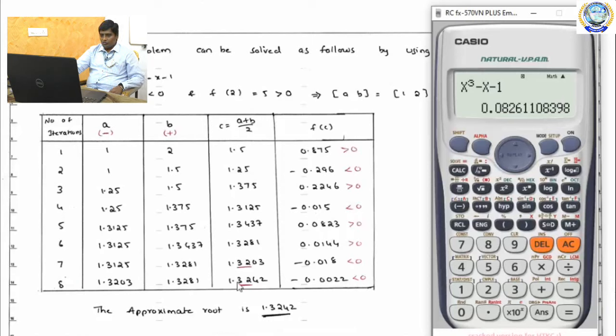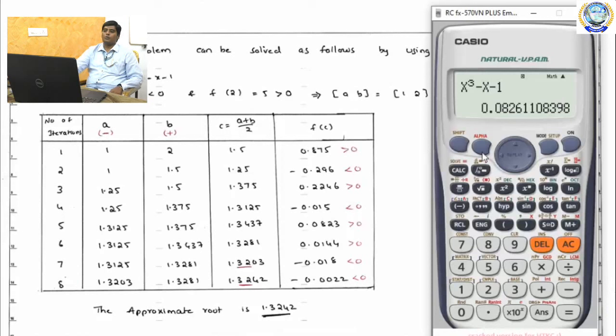I will take 1.3242. That is minus 0.0022. I will stop here. Why? Because 1.32 is repeating here. I will take the repetition up to 2 decimals. Here you observe that 1.32, 1.32, 1.32. So the approximate root is 1.3242. Okay. We will move on to the next.